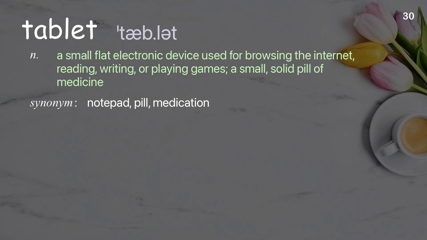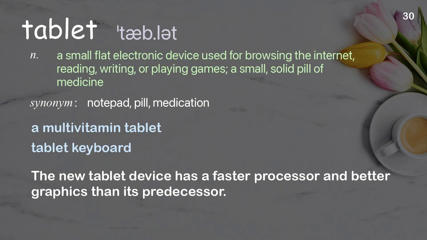Tablet. A small flat electronic device used for browsing the internet, reading, writing, or playing games. A small, solid pill of medicine. Examples. A multivitamin tablet. Tablet keyboard. The new tablet device has a faster processor and better graphics than its predecessor.